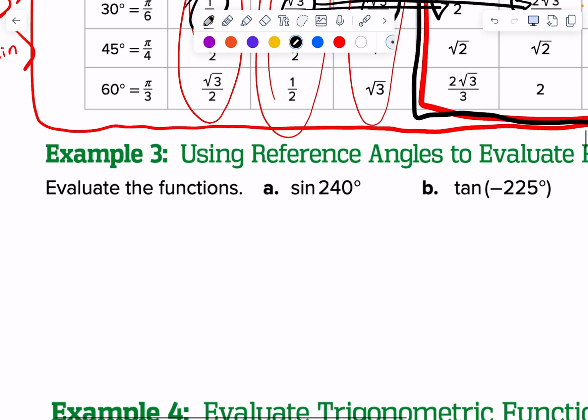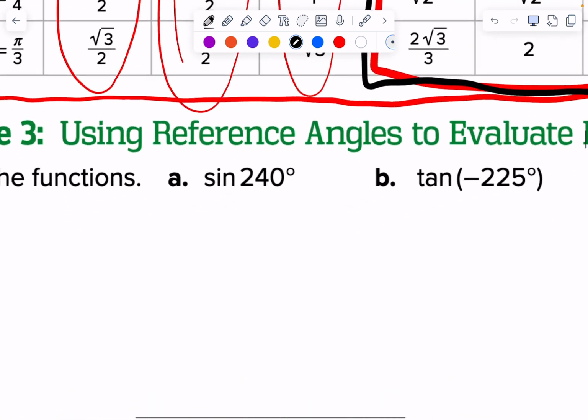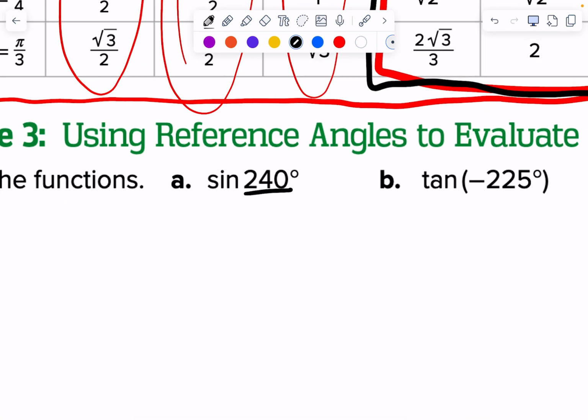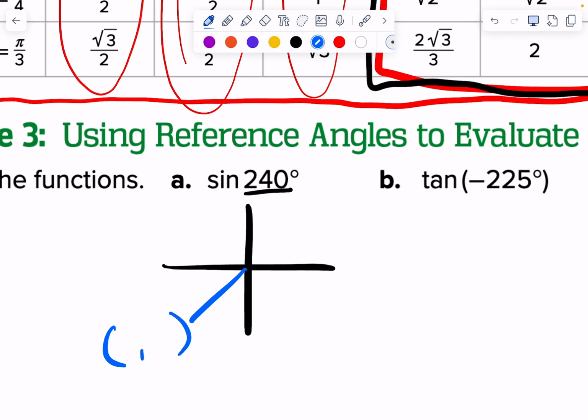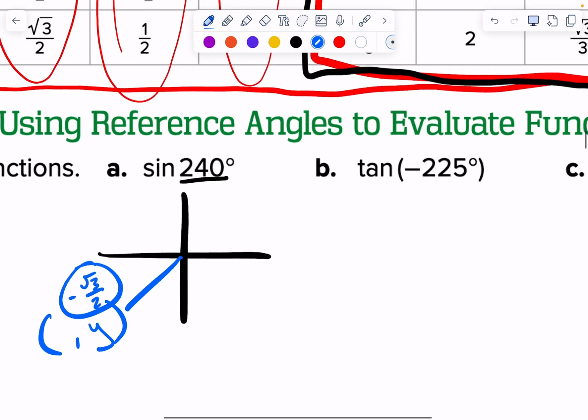Okay, here we go. Evaluate the functions. They want sine of 240 degrees. This should be super quick and easy. Go to 240 on your unit circle. What quadrant? You don't have to draw this. He's in the third. Okay, sine is asking for the y coordinate. What's the y coordinate at 240? Negative square root of 3/2. Done. Okay? Good? Nice.